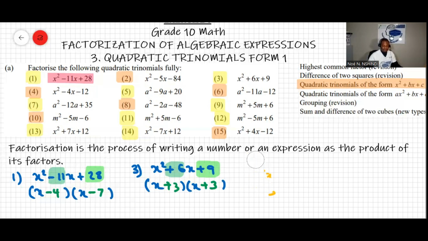Erase this one also. Now let's do question 5.